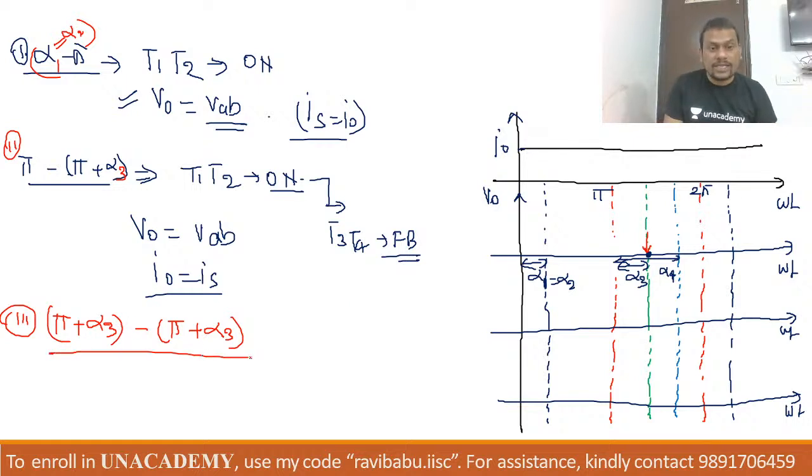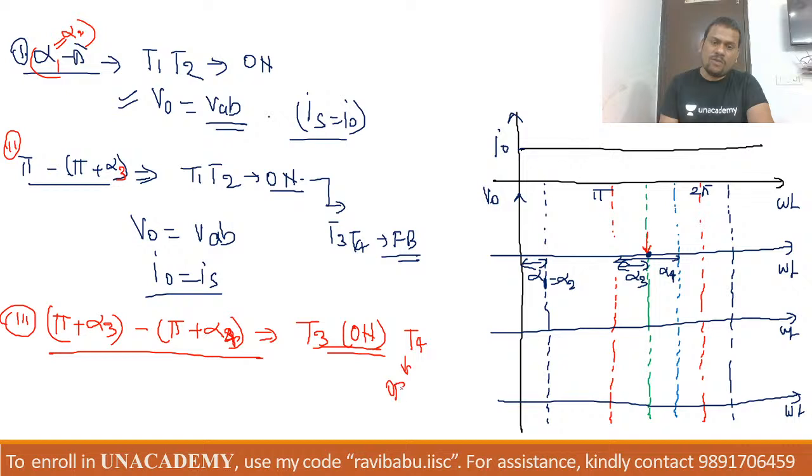So once SCR T3 is triggered, then in pi plus alpha 3 to pi plus alpha 4, please try to understand, our T3 is guaranteed on. T3 is guaranteed on and T4 is guaranteed off, because we are not triggering it still. So T4 is guaranteed off.